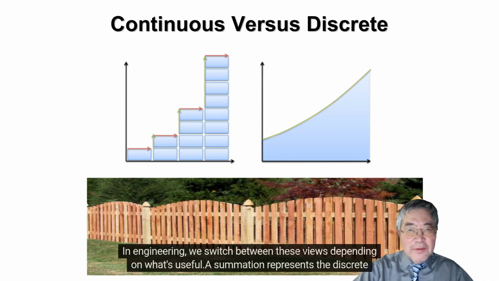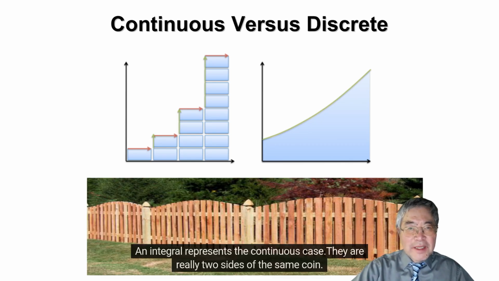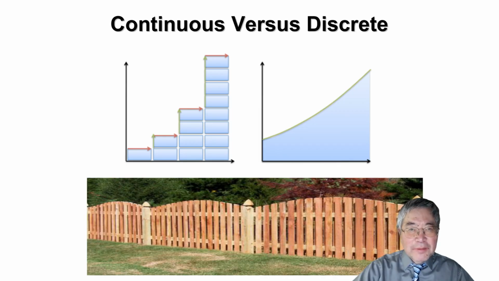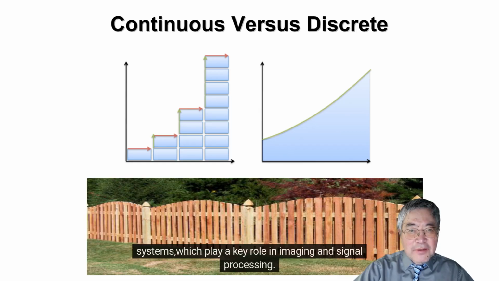In engineering, we switch between these views depending on what's useful. A summation represents the discrete case. An integral represents the continuous case. They are really two sides of the same coin. With this foundation, we're ready to move forward and explore how delta functions connect directly to shift-invariant systems, which play a key role in imaging and signal processing.